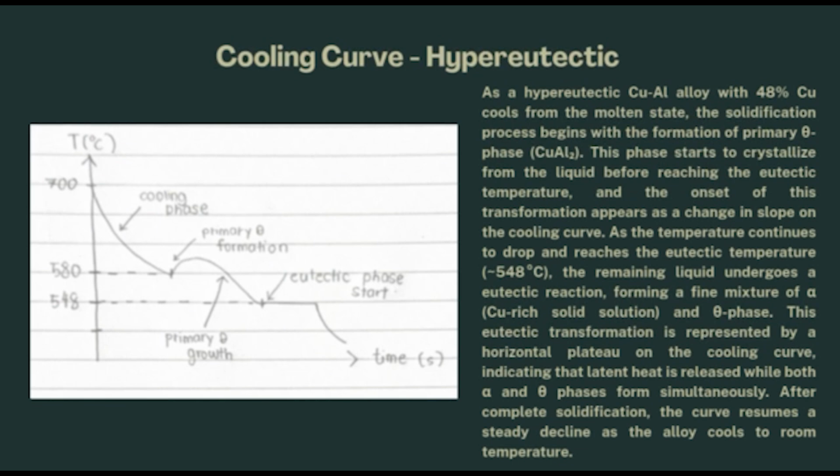This eutectic transformation is represented by a horizontal plateau on the cooling curve, indicating that latent heat is released while both alpha and theta phases form simultaneously. After complete solidification, the curve resumes a steady decline as the alloy cools to room temperature.